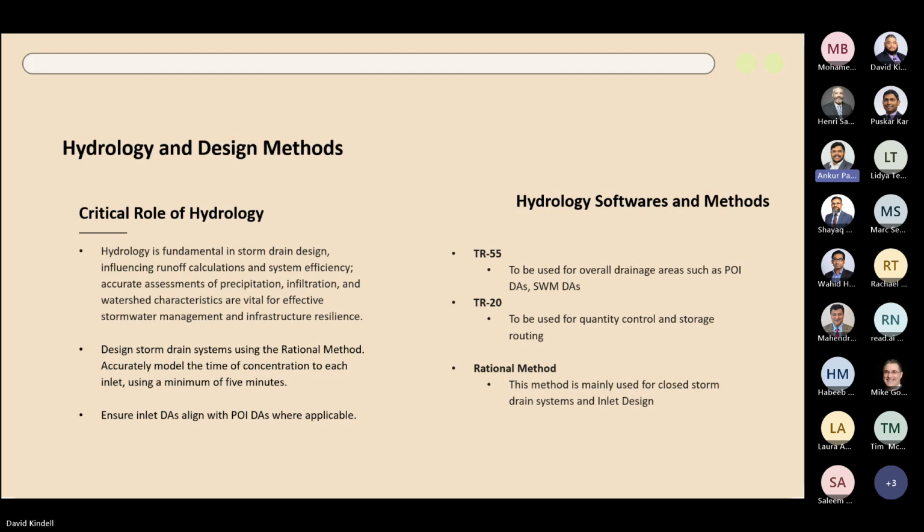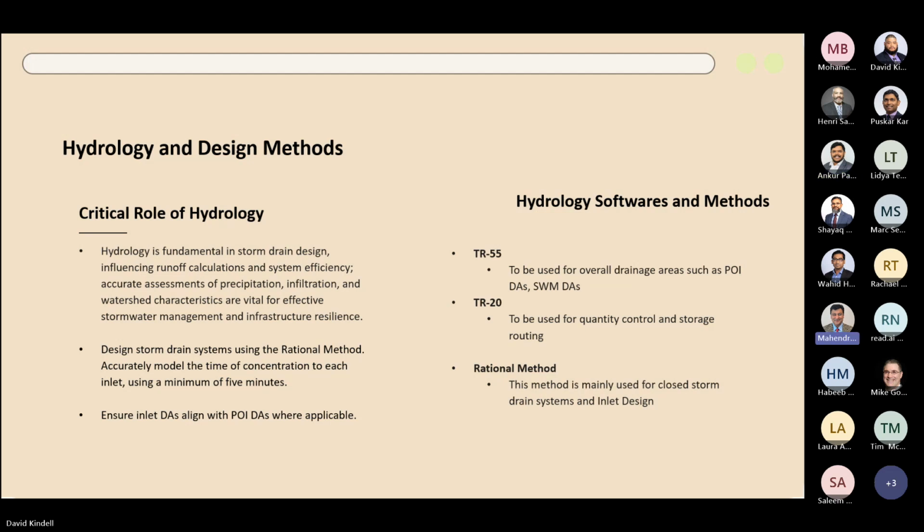But TR55 and TR20 are more for POIs, like stormwater management drainage areas, and also for MDOT, they allow culverts to be designed using that as well. A common mistake you see is someone just starts doing it and uses TR55 or something to do inlet drainage areas, and that's not the correct way. Right, Ankur is right.